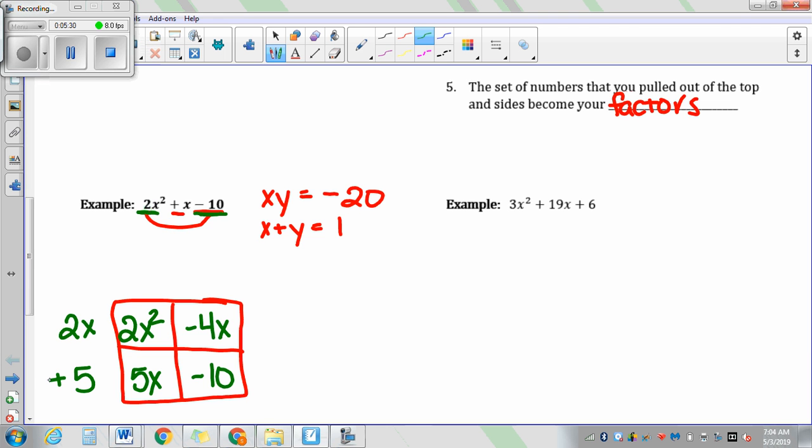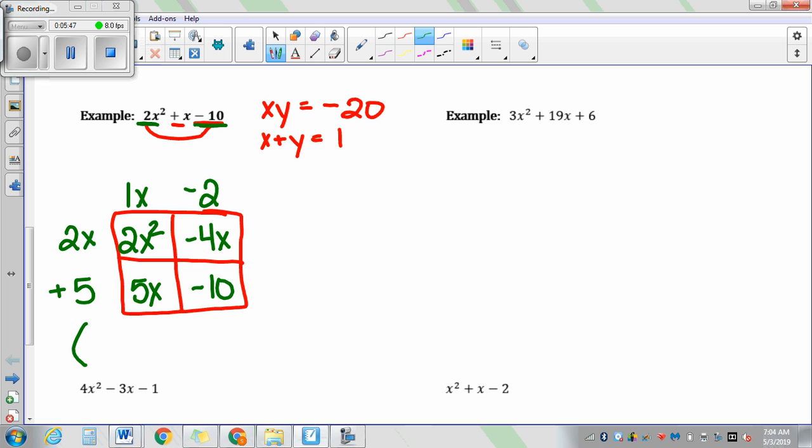I usually write it for the second one. If I go upwards, 2 and 5, well, they're not divisible by anything except 1. I could write the 1 or I could leave it out, does not matter. Between negative 4 and negative 10, they're both divisible by negative 2. And so my factors are going to be 2x plus 5, 1x minus 2. And like I said, if you didn't want to write the 1 there and you just wanted to say x minus 2, that would be just fine.